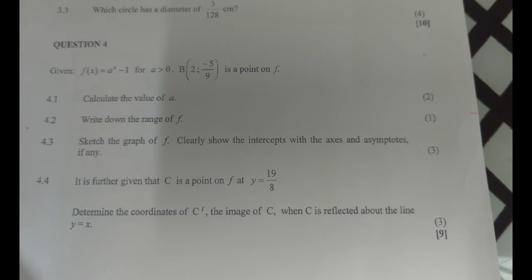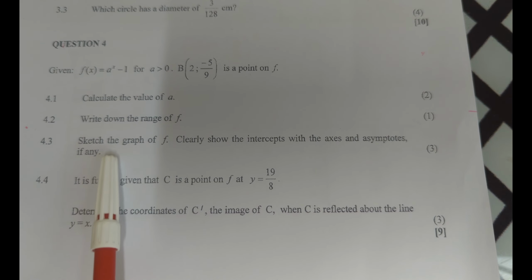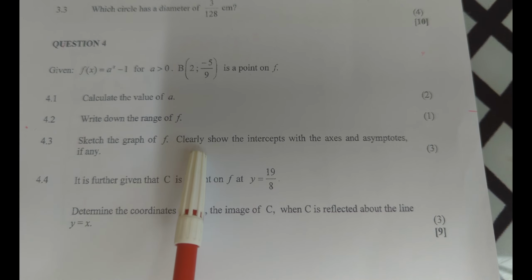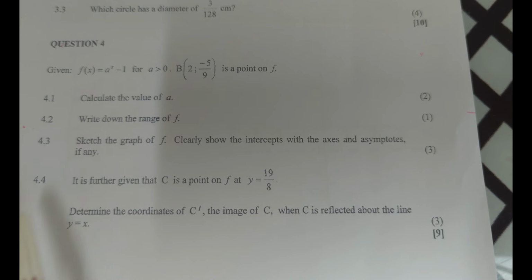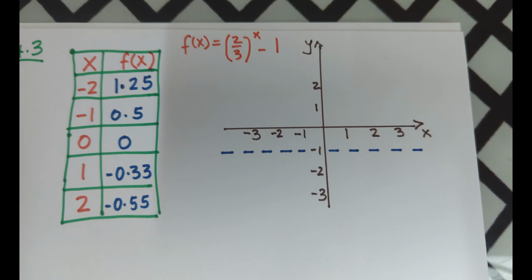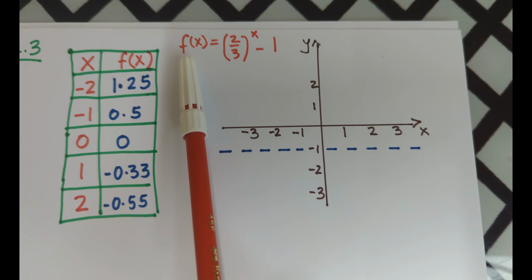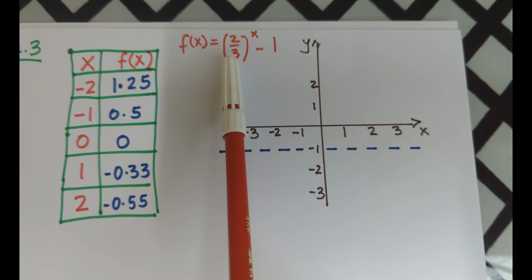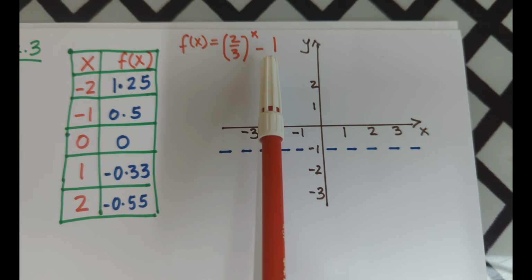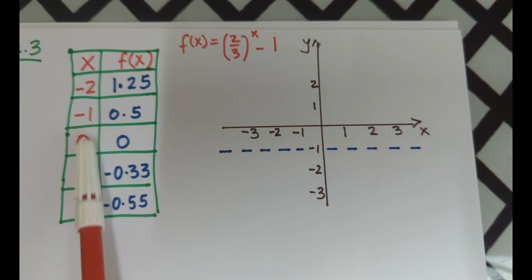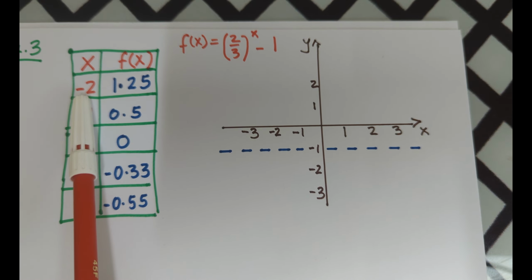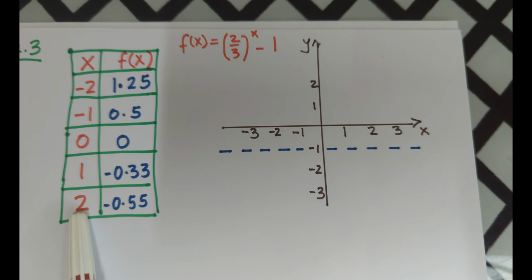Now let's move on to question 4.3, which says, sketch the graph of f, clearly showing the intercepts with the axis and asymptotes, if any. Now, our function is f of x is equal to 2 over 3 to the power of x minus 1. So let's create a table with a few values of x. We are starting from x is negative 2 to positive 2.